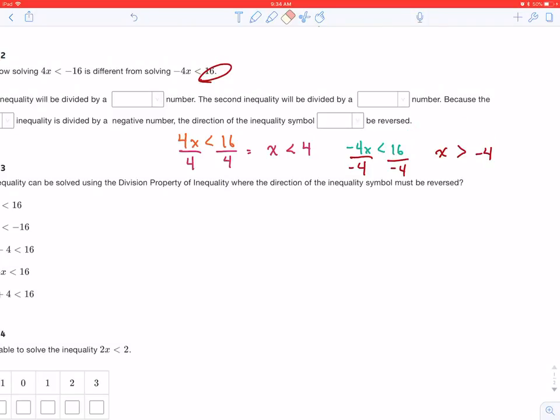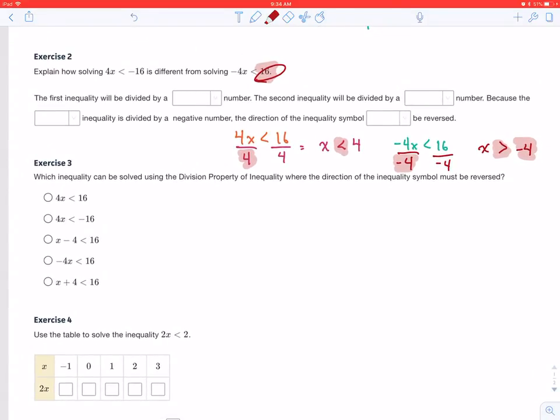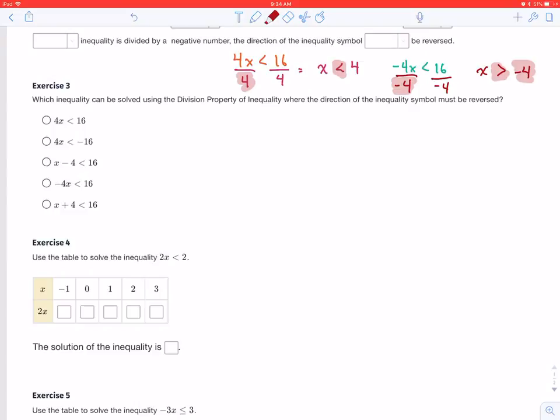So our solution is different because when my number was positive, when the 4 was positive, I kept the sign in the same direction. But when the number was negative, I had to flip the sign, because this positive 16 turned into a negative 4. And so for it to remain true, we also have to flip the sign of it. So hopefully that helps you answer those ones correctly on your first try. Don't just be guessing.